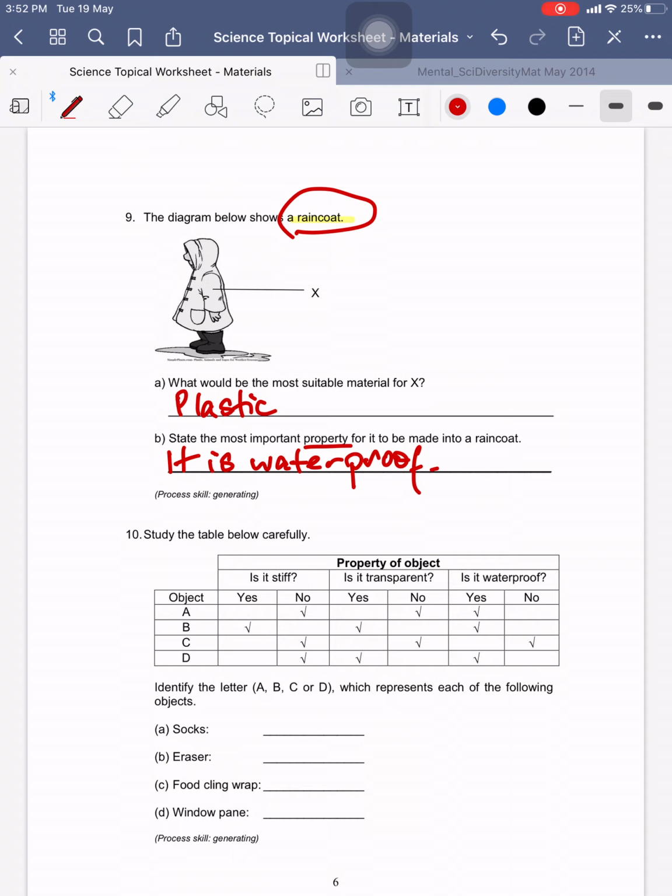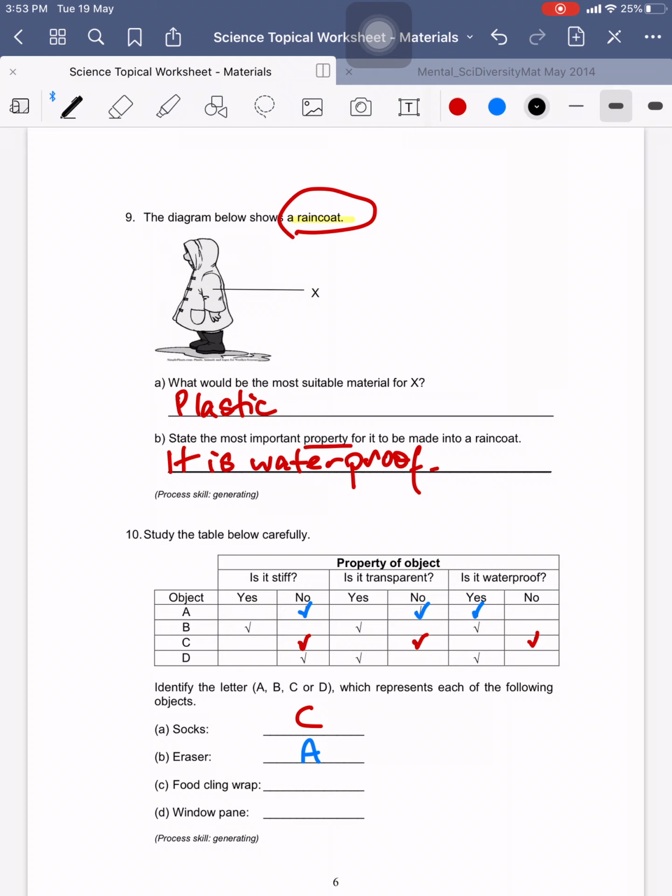Okay, question number 10. Now study the table below carefully. Alright, so you have objects A, B, C, and D. So identify the letter which represents each of the following objects. Alright, so for socks, we have C, because socks is not stiff, it's also not transparent, and it's not waterproof. Alright, now the next answer for eraser, you have A, because it's not stiff, it's not transparent, but because it's made of rubber and it's waterproof.